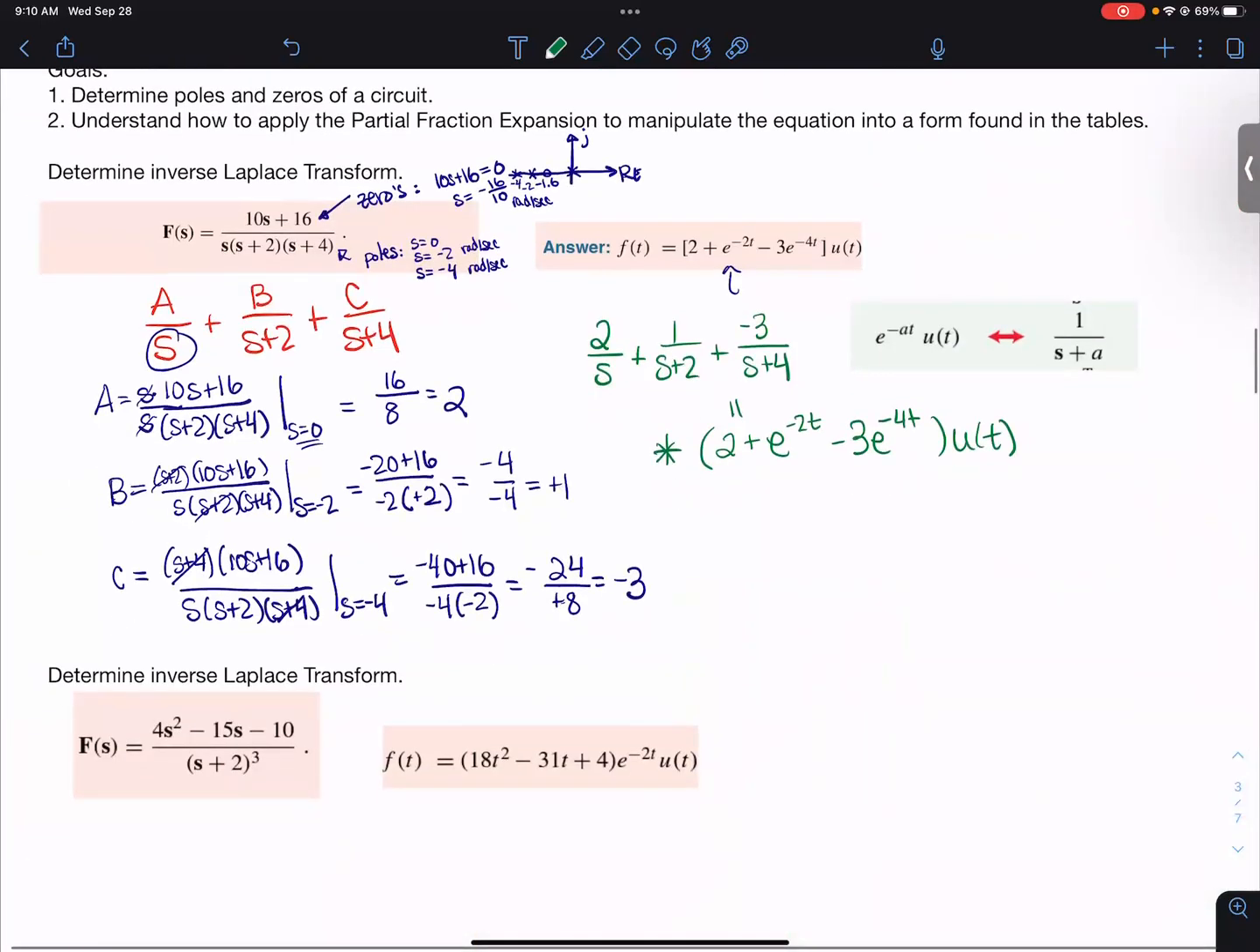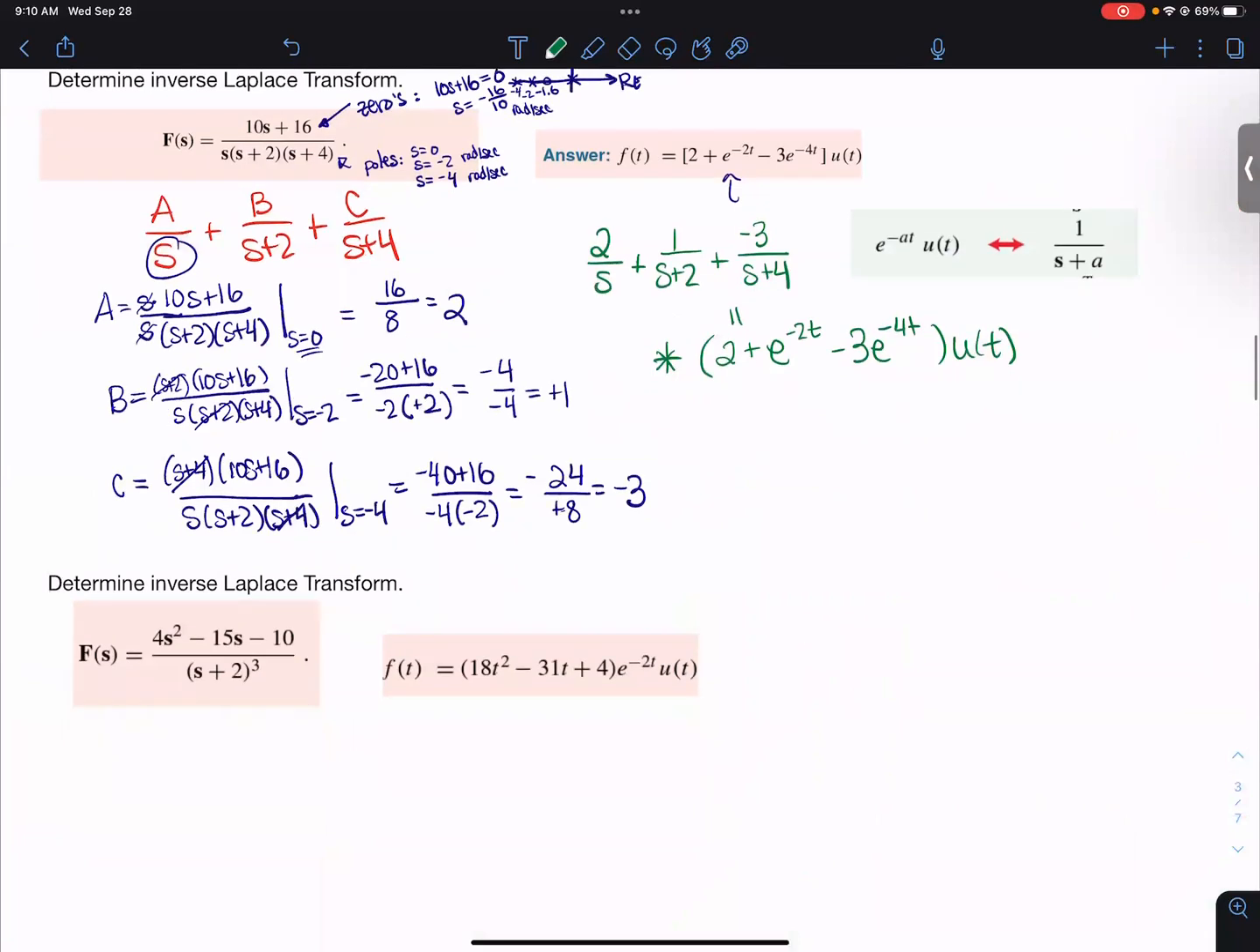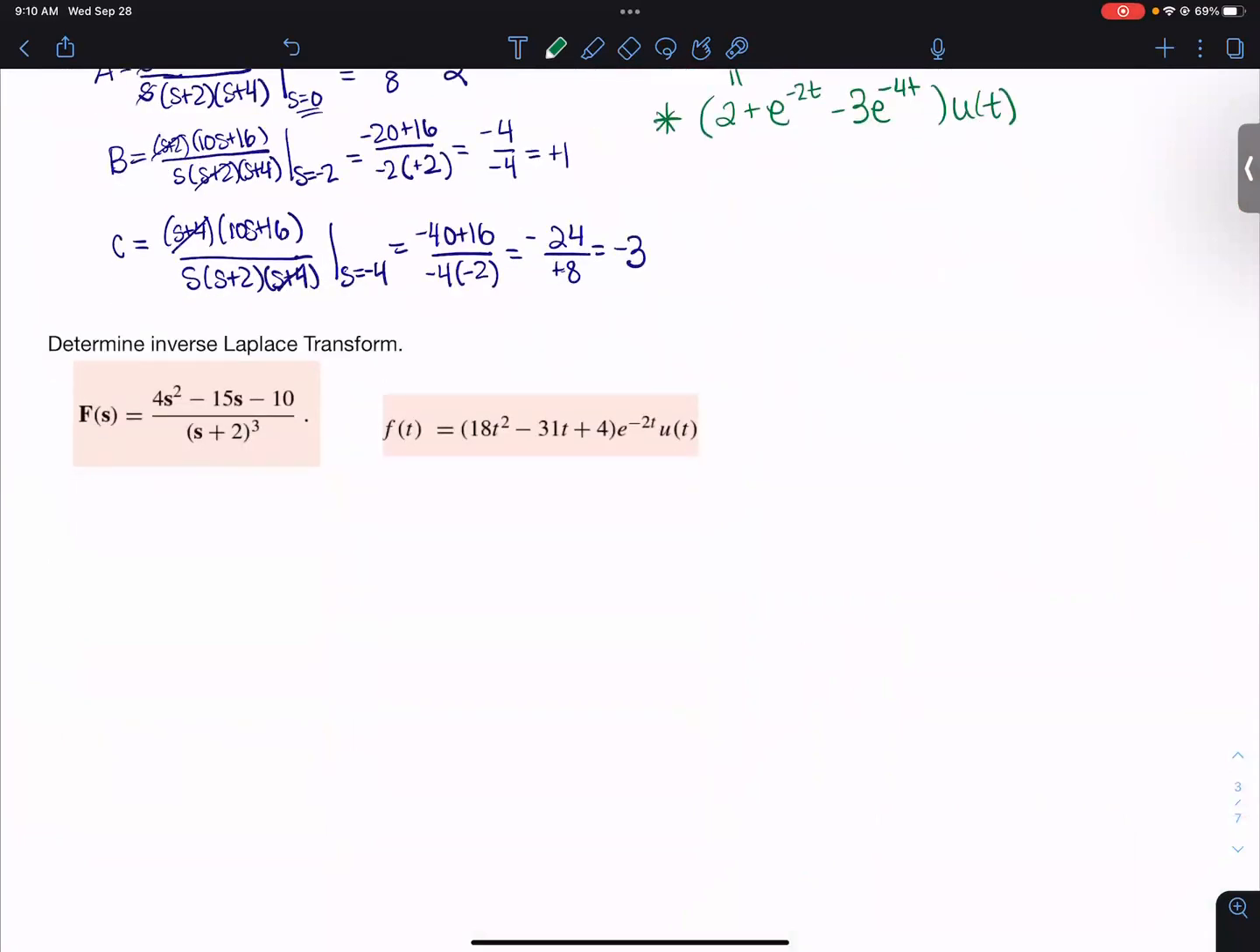Okay, you ready for a little bit harder one? Test your knowledge is a great place to get some extra practice on this because they'll pop up some of these to do the partial fraction expansion.